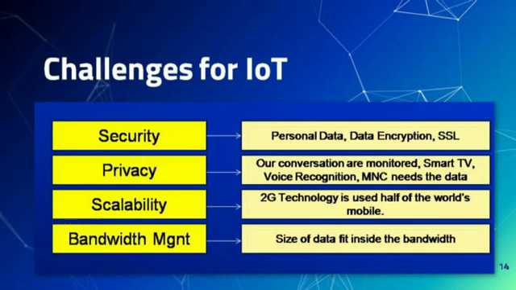Next one is scalability. Now we are using 3G, 4G, and we'll be moving to 5G. And there is a group which is still using 2G technology. Half of the world's mobile users are using 2G technology, and no mobile company has left 2G because they don't want to lose customers. They are giving support to 2G, and also to 3G, 4G, 5G. So they support all the generations of technology.